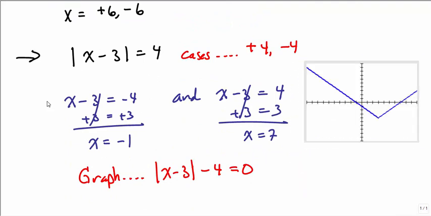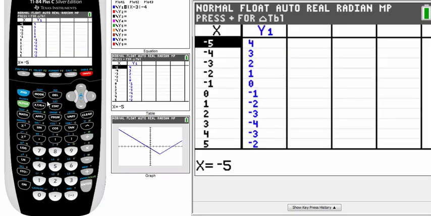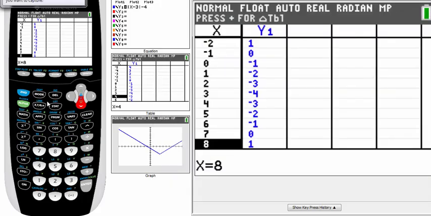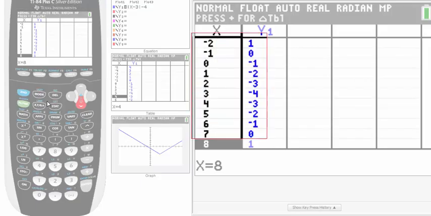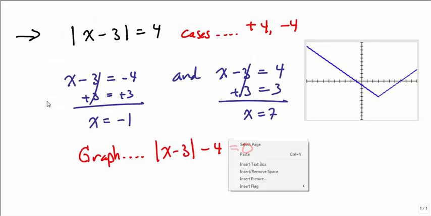Okay, so here's our graph, and then let's go ahead and find the table as well. So table, we'd go second table, and we're just going to look for solutions here. I see here's a solution at -1, 0, because that's where it crosses the x-axis, at -1 when y is 0. And I see we have another solution here at 7, 0. So again, solve these by hand, make sure you remember your cases, but also remember that you can check your work by using the table.